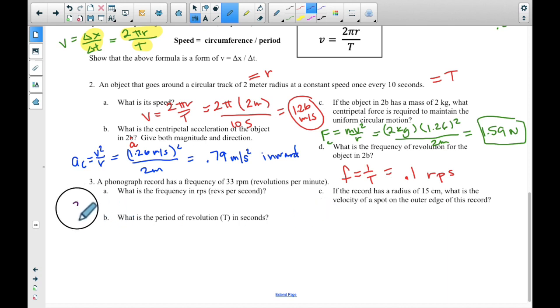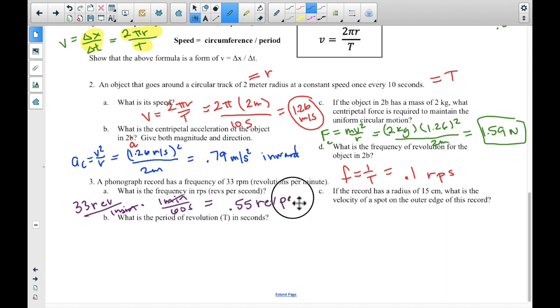So if it's 33 revolutions per minute, then we can do some unit analysis here and say, okay, I need it in per second. So 1 minute is 60 seconds, and that'll give us the revolutions per second. So on my calculator, I'm just going to take 33 divided by 60, and I get 0.55 revolutions. And again, my minutes cancel, giving revolutions per second. I can also abbreviate that RPS, which is easier. Okay, so that's the frequency.